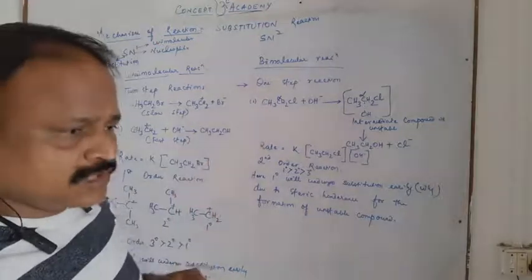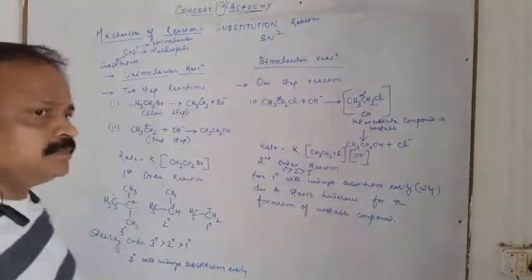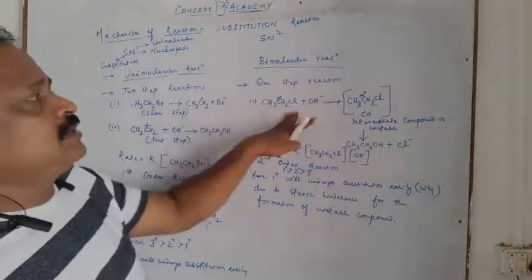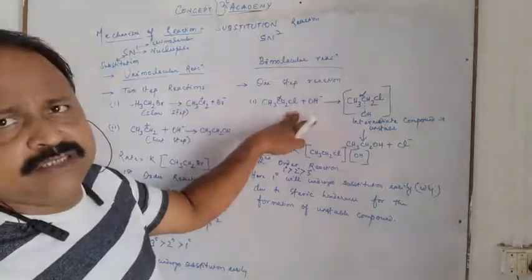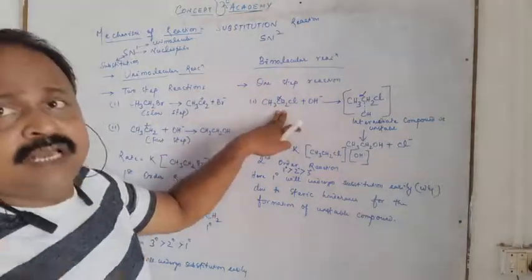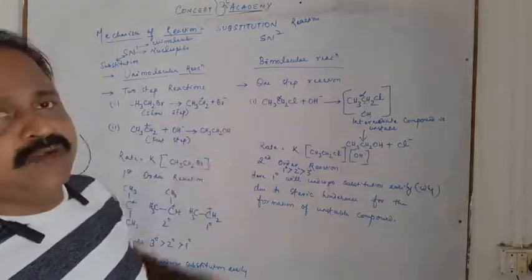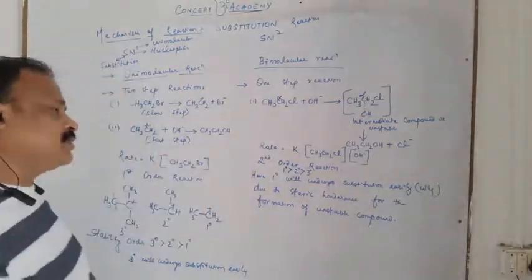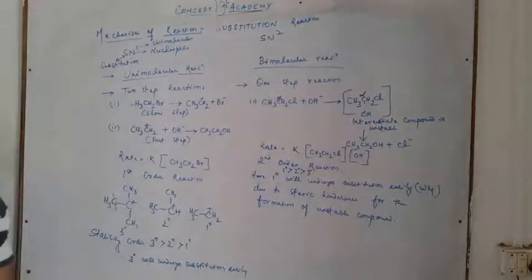So the second carbon atom in the alkyl group, from the one where the halogen is attached, is known as beta, and the first one to which the halogen is attached is known as alpha. So in an SN2 reaction, the attack of the nucleophile occurs from the back on the alpha carbon.